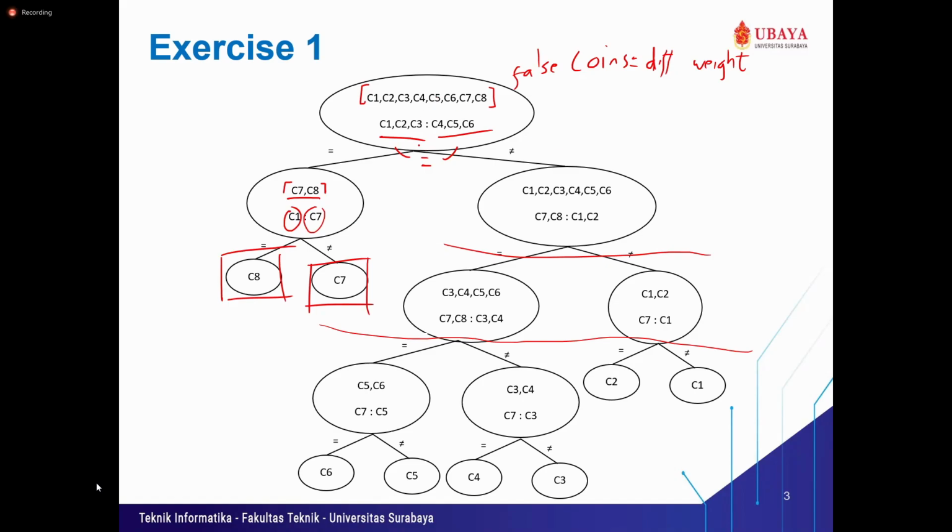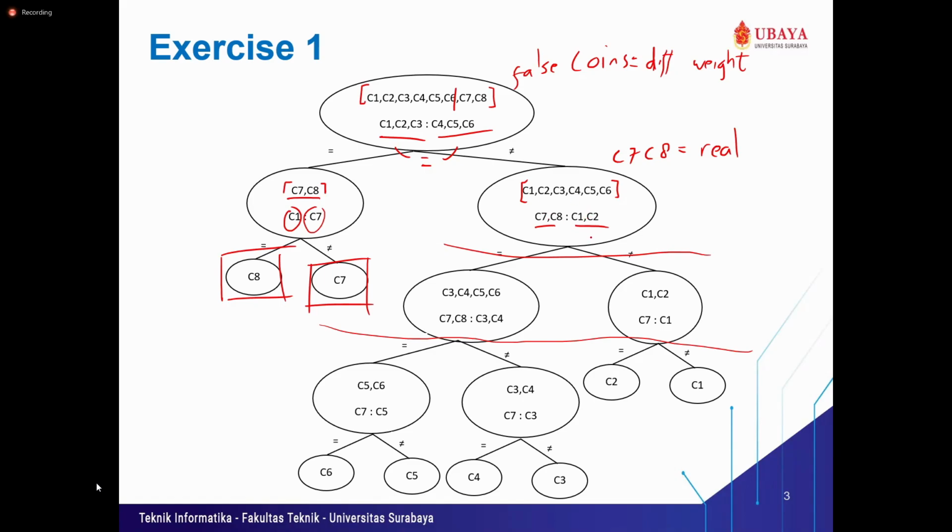What if it's not equal? It means the suspects are cut to only 1 to 6, and we know that C7 and C8 are both real. We just need to weigh them with either 1, 2, or maybe 3, 4, or maybe 5, 6, or maybe 1, 6, any combination of them.